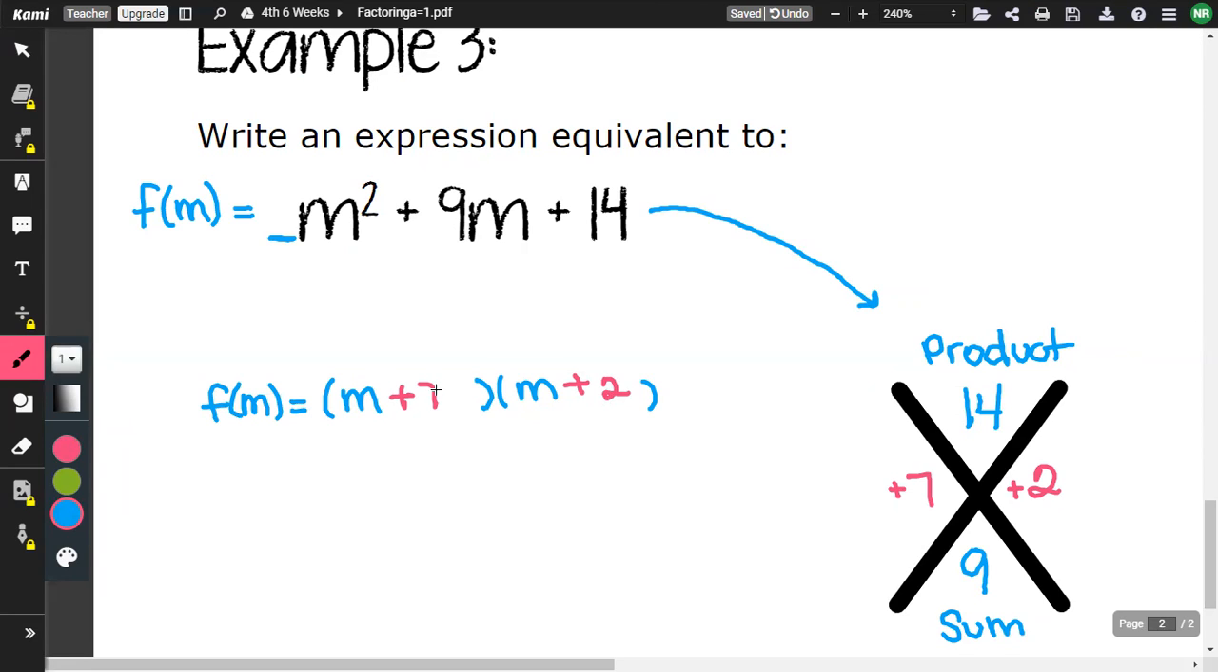It doesn't matter if this one is M plus 2 and this one is M plus 7. That part doesn't matter. It's okay if you end up with your 2 on the left and your 7 on the right. Ready?